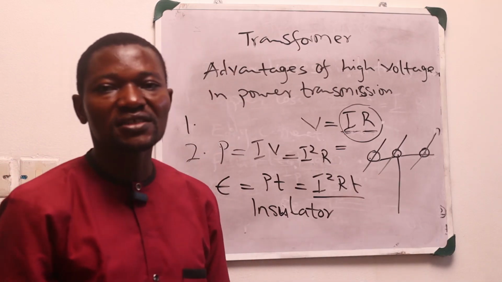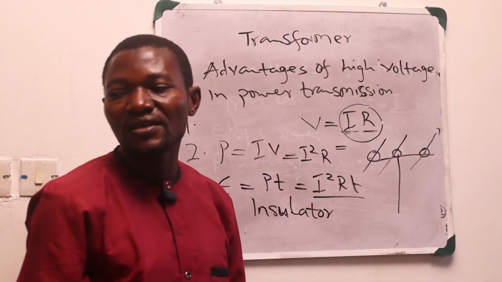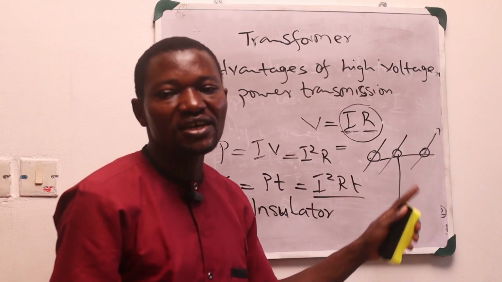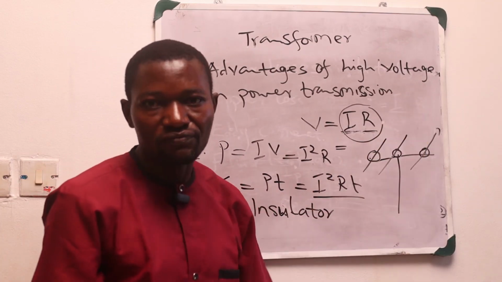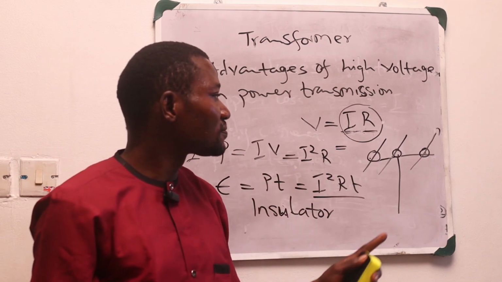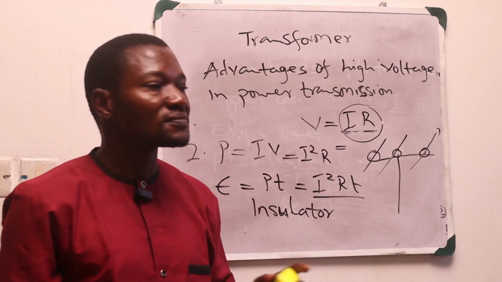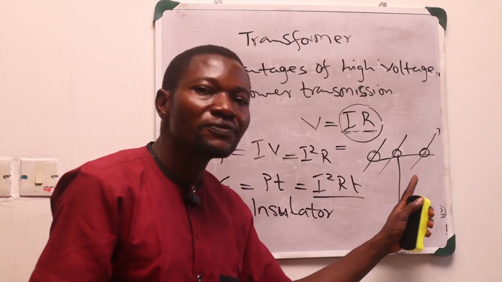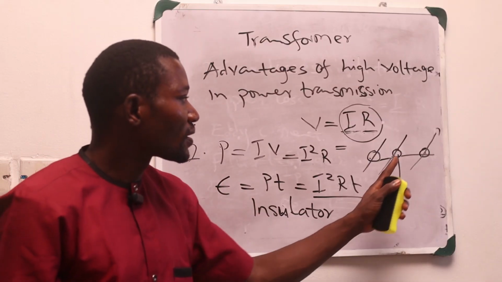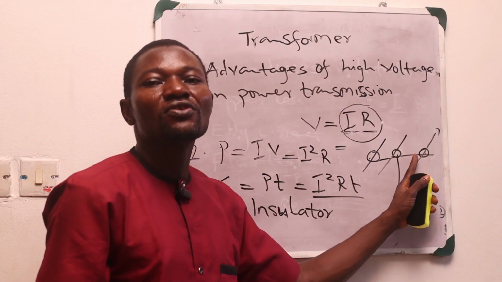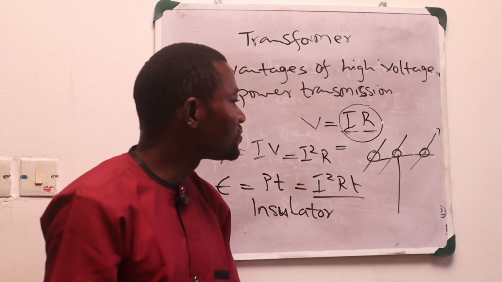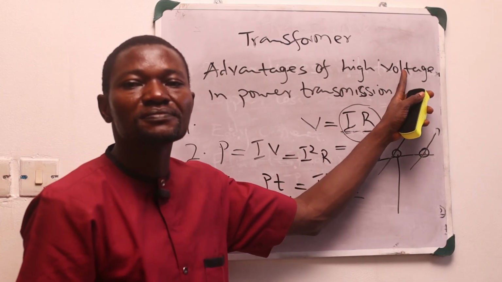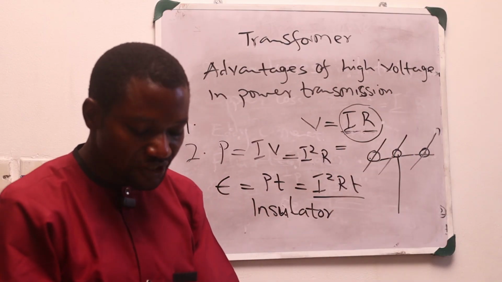Then the other one is that the moment any of the high tension wire cuts, it is very dangerous because of the high voltage. It's very risky. If any of the high tension wire in the course of transmission cuts, or any of the poles falls in the course of transmission, the risk involved is very terrible. So, transmitting power using high voltage is good, but there are some risks involved.